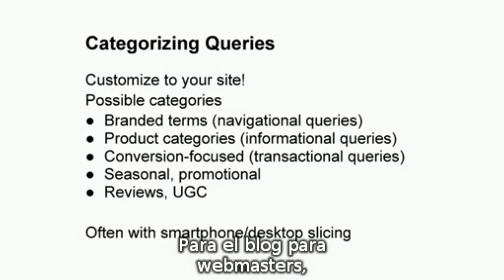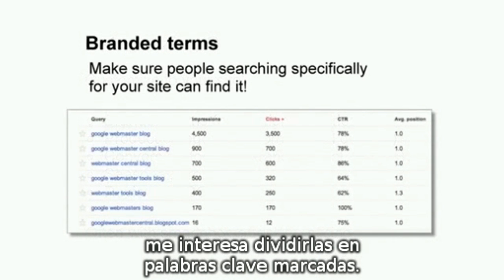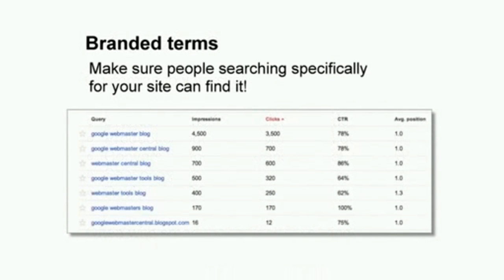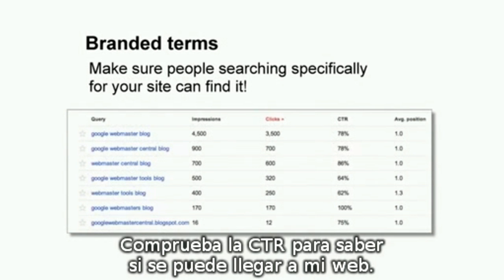For example, for the Webmaster Central blog, I might want to break down our queries into branded terms that we definitely should rank for. These are often navigational queries of users looking for our site. Now I'll check my CTR for these queries to make sure users are able to reach my site.